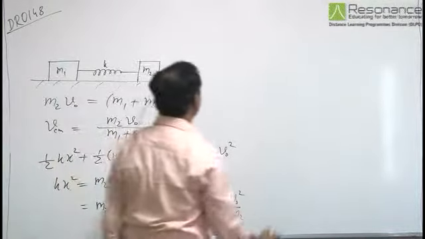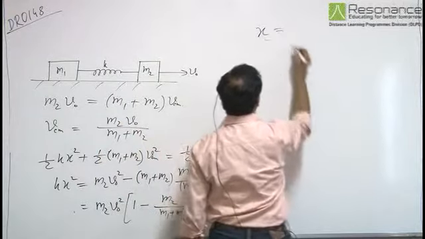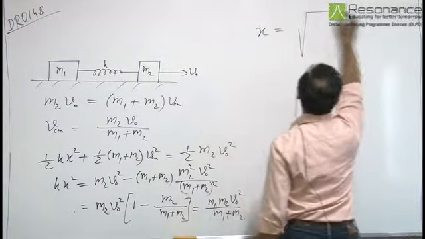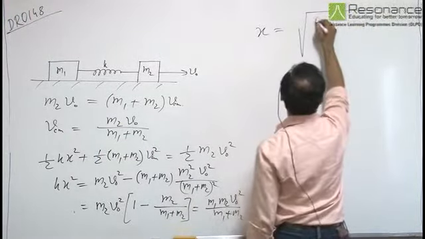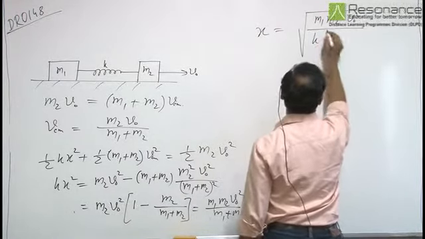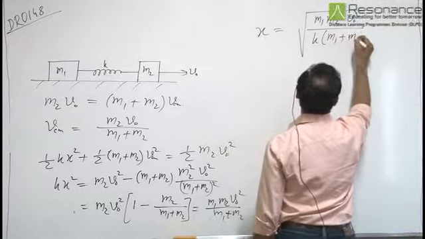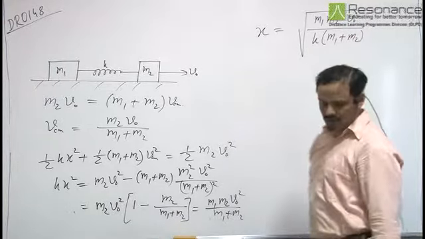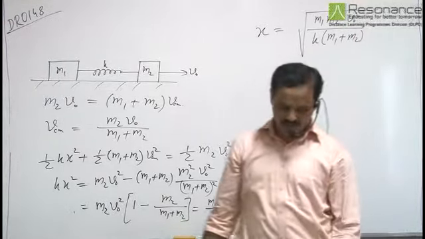So from here, the maximum elongation x is obtained to be under root m1 m2 v0 square by k into (m1 plus m2). This is the maximum elongation of the spring.